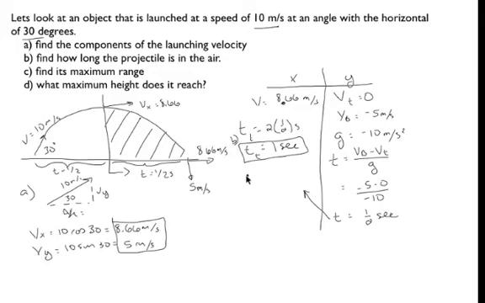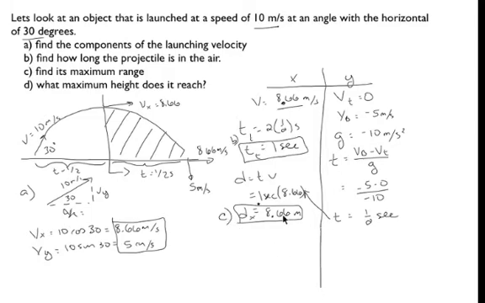So its maximum range then is d is equal to tv. The total time in the air is 1 second, and the velocity horizontally is the 8.66. So that becomes 8.66 meters. That would be our total horizontal distance in the x direction. So this would be the answer to part C.